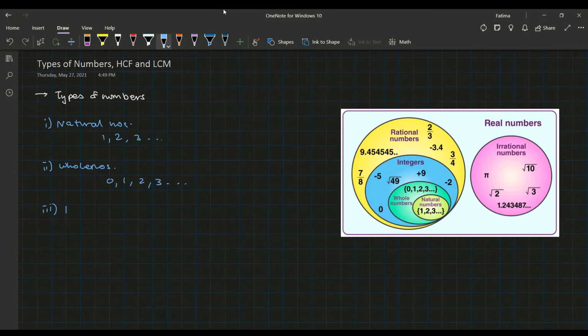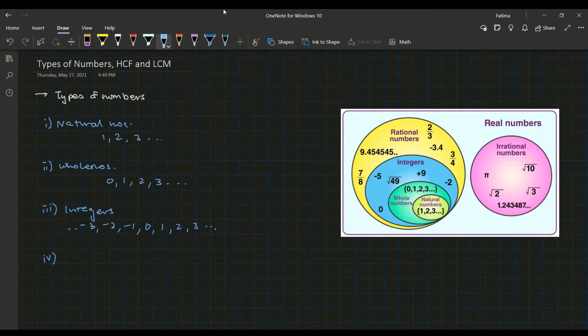Thirdly, we have integers. Integers are the negative values of whole numbers. So that would be -3, -2, -1, 0, 1, 2, 3, and so on in both directions. Integers can be positive or negative, and 0 would not have a negative because 0 is simply 0. Then moving on, the next part we'll be covering is rational numbers.